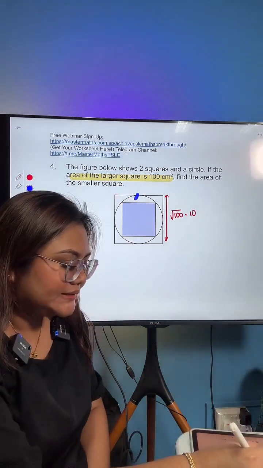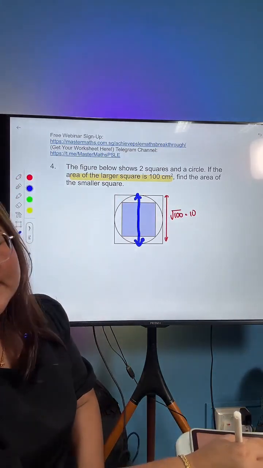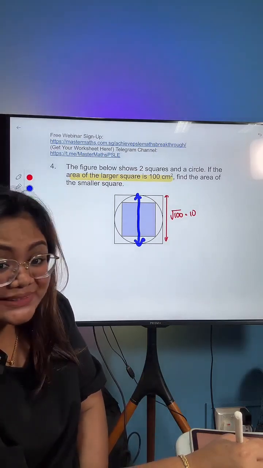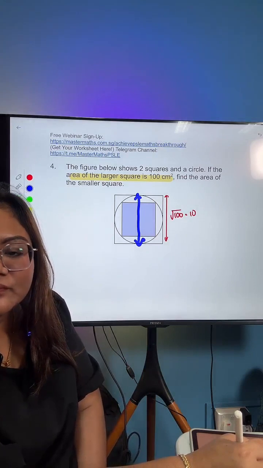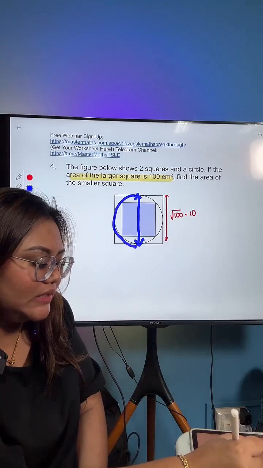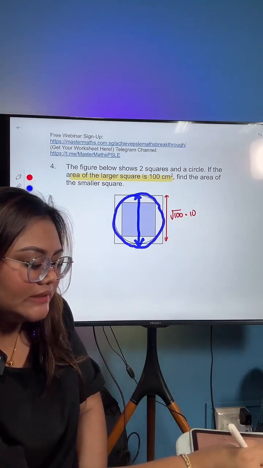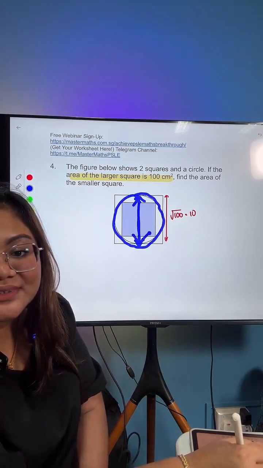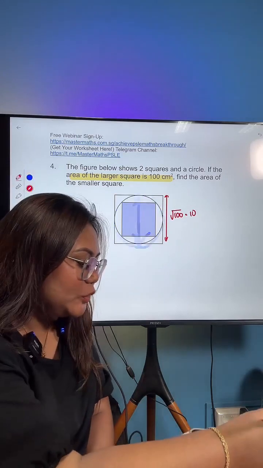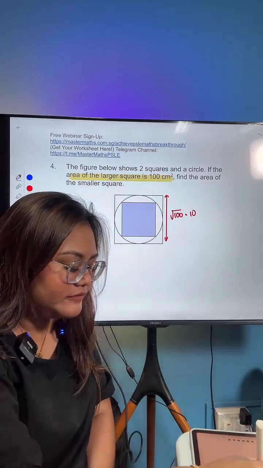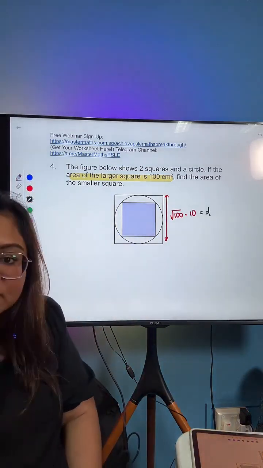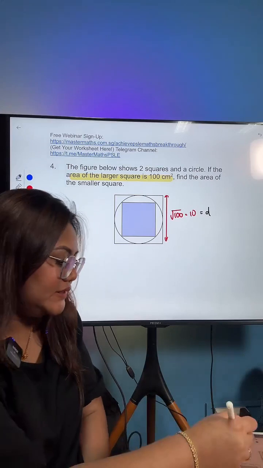So if this part is 10, what is the name of this part in relation to the circle? In relation to the circle, this is called our diameter. Excellent. Those of you typing diameter, well done. So we know that the length of the square is 10, but this is also equal to the diameter of the circle.